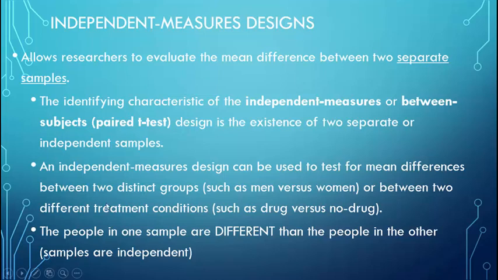Or you could look at two different treatment conditions like drug versus no drug, maybe on symptoms of attention deficit hyperactivity disorder, ADHD, and we have one group of children who are taking some kind of medication, one group of children who are not taking the medication. We have different people in each group, and then we look for symptoms of ADHD as our dependent variable, as our measured variable, and compare the two groups. So the people in one sample are different than the people in the other. We would say that the samples are independent, and therefore you would do an independent samples t-test.